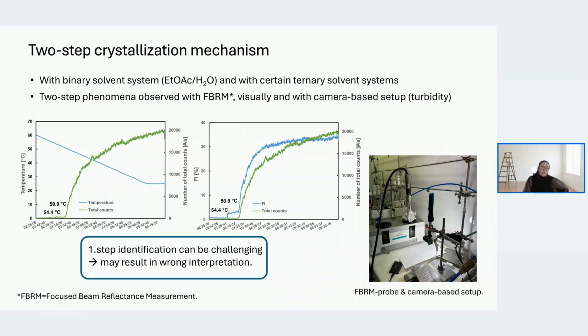Sometimes the challenge with this FBRM sensor, especially with this material, is that, for instance, this first increase in counts is really small, and it's challenging to detect if we only follow the FBRM total counts. In the worst case scenario, it may lead us to make a wrong interpretation regarding the nucleation point. That's why it would be interesting to understand what is happening there, and really verify this phenomenon.